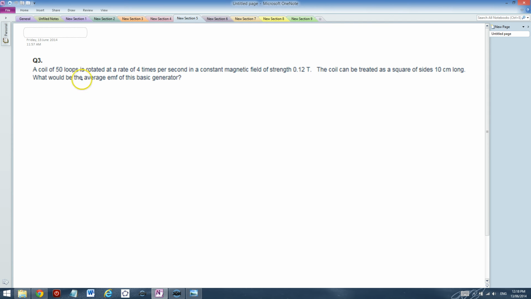Question 3. We have a coil of 50 loops, so n equals 50. It's rotated 4 times per second, so it's 4 hertz. Our period is going to be 1 on 4 second, which is 0.25 seconds.